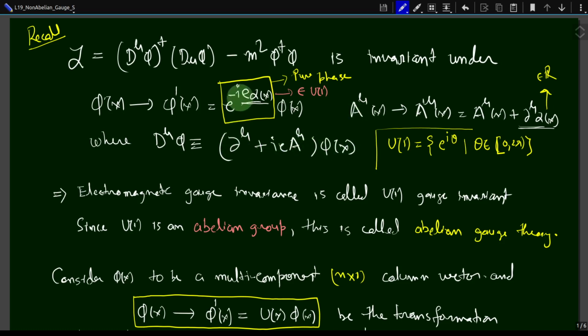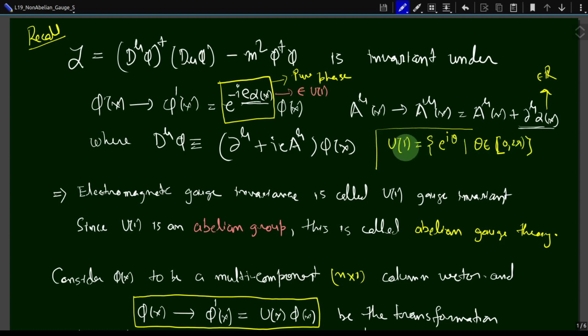And under this transformation, when phi transforms as such, then A_mu of x must transform to A prime_mu of x, given by A_mu of x plus del_mu of alpha of x. Okay, so under this transformation this was invariant. What we note is that the phase with which the scalar field was transforming is the transformation acting on the physical field, or the matter field as it is also called. So phi is the field that we are transforming, and it is getting transformed only through a pure phase, and this particular pure phase is an element of the group U(1), where U(1) is defined as exponential i theta, for all theta between 0 and 2 pi.